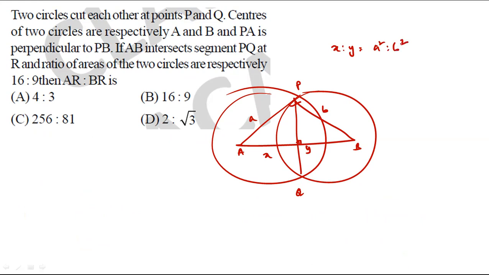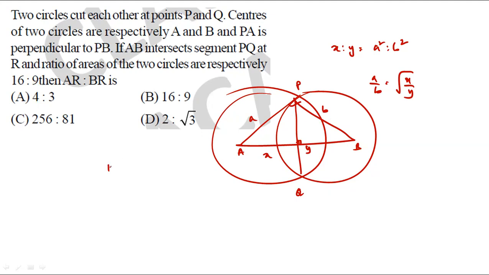A square is to B square. Or what is A by B? Under root of X is to Y. And what is it giving you? Okay, AB intersects PQ at a ratio, if the ratio of the areas of the two circles, which means A is to B is giving you.